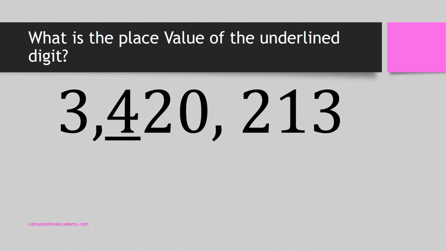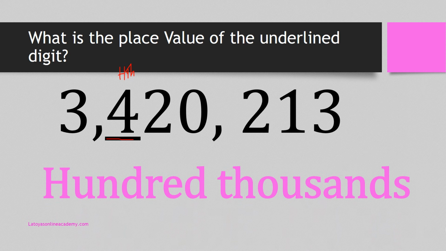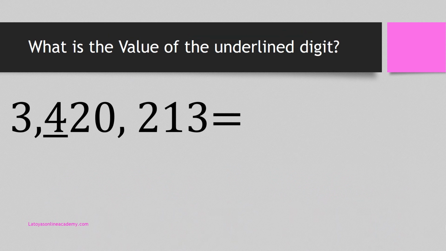What is the place value of the underlying digit in this number? Let's read the number. This number is 3,420,213. The underlying digit is in what place? It's in the 100,000s place. Again, if we are unable to recognize it, I recommend you label the top of your numbers. So the place value of the underlying digit is 100,000s.